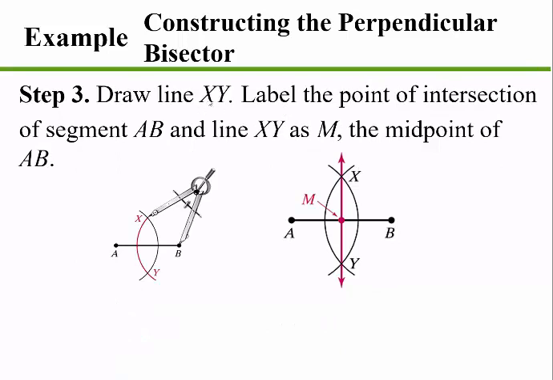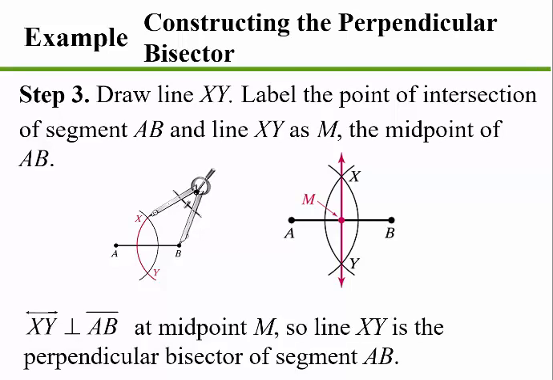Next thing you're going to do is draw a line XY through those two points. Label the point of intersection of segment AB and line XY as M right here. That right there is the midpoint of AB. And as a result, that line XY is the perpendicular bisector. So XY is perpendicular to AB at midpoint M. So the line XY is the perpendicular bisector of segment AB.